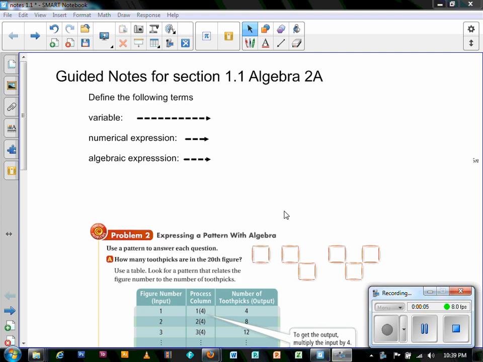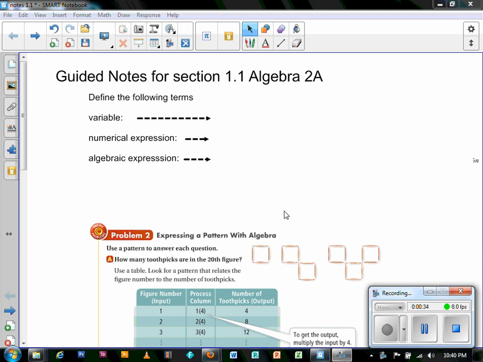Our first lesson of Algebra 2A is given to us in section 1.1, and the title of the lesson is Patterns and Expressions. What I'm going to do is have you work through the guided notes with me. I'd like to have you write it down on the sheet of paper that I provided and bring it to class the next day. And hopefully, after listening to this presentation, you'll have a very good understanding of what this lesson is all about and what it's trying to accomplish.